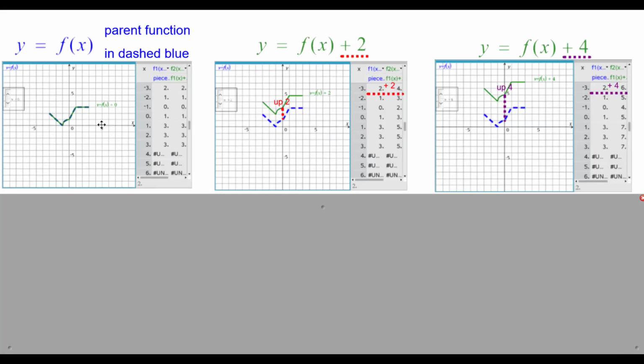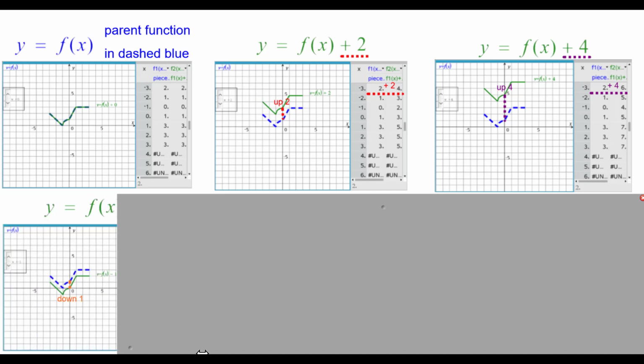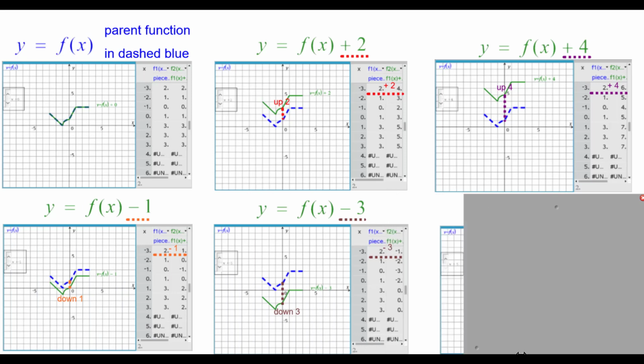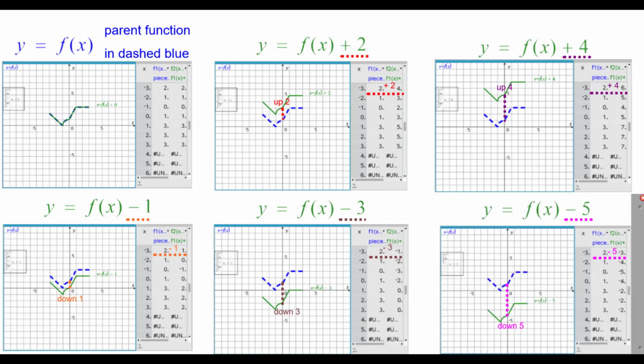And finally, here's another generic function. We'll just call this y equals f of x in dashed blue, a piecewise function here. Here's that same function, plus 2, plus 4. Notice the table, notice the graphs. Y equals f of x minus 1, f of x minus 3, and f of x minus 5. Press pause anytime as needed.